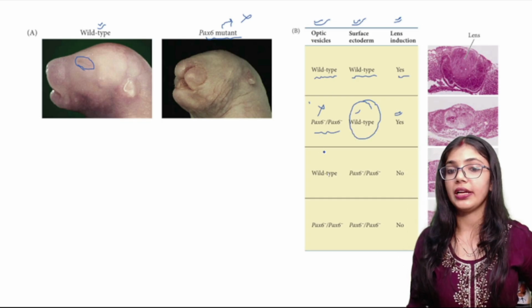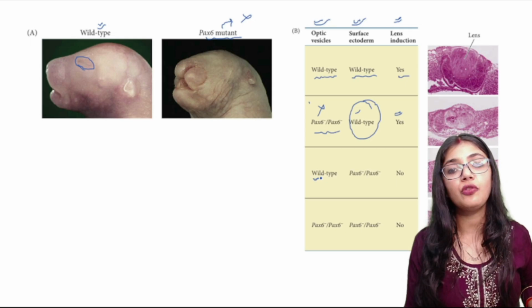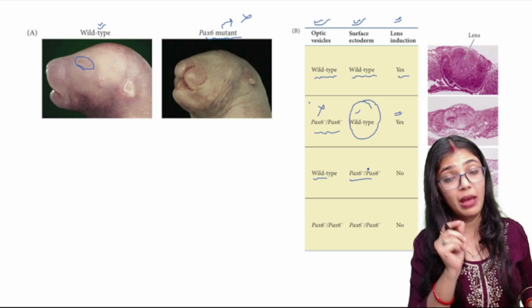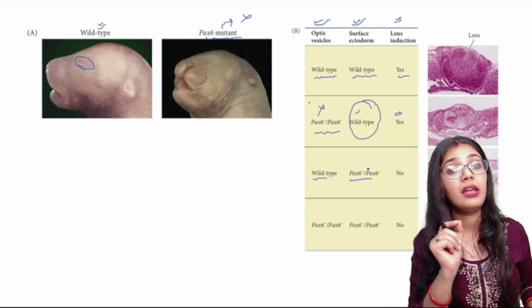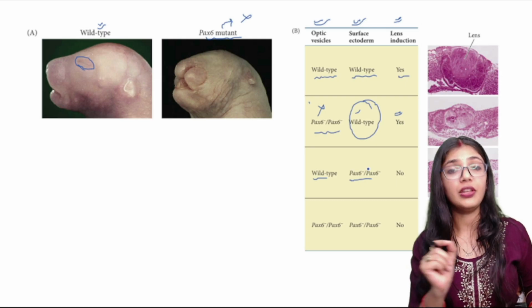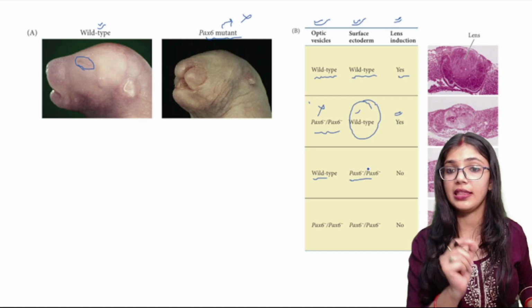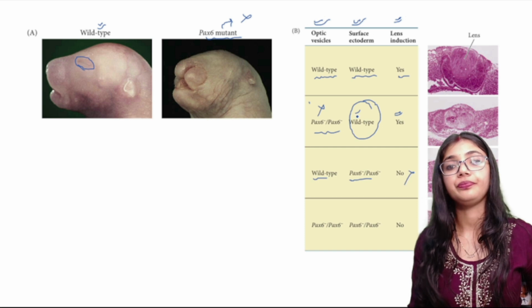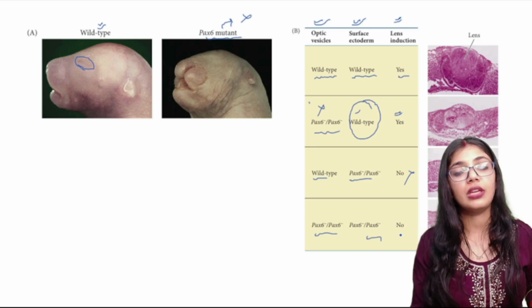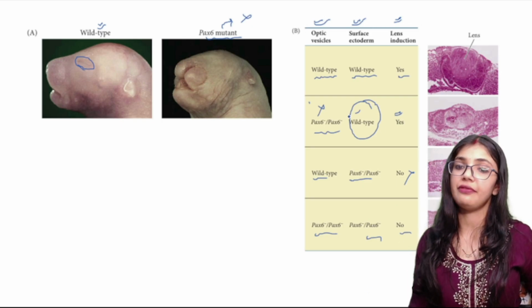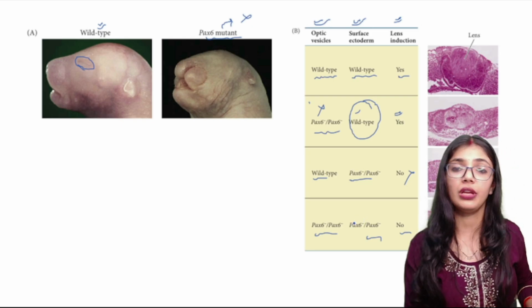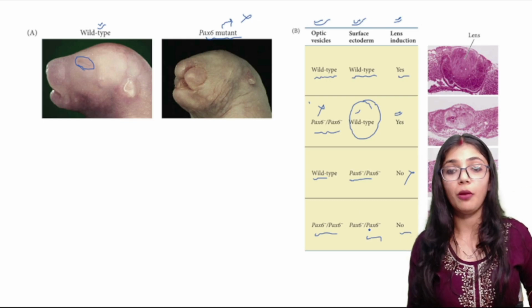Now the third condition. The optic vesicle is wild type, but the surface ectoderm is PAX6 mutant. That means the surface ectoderm is not competent, so it cannot respond to the signal provided by the optic vesicle, and there will be no lens induction. Now in the fourth case, PAX6 is mutant in both. Here there will be no lens formation because the surface ectoderm should have PAX6 to be competent, to receive the signal from the optic vesicle.